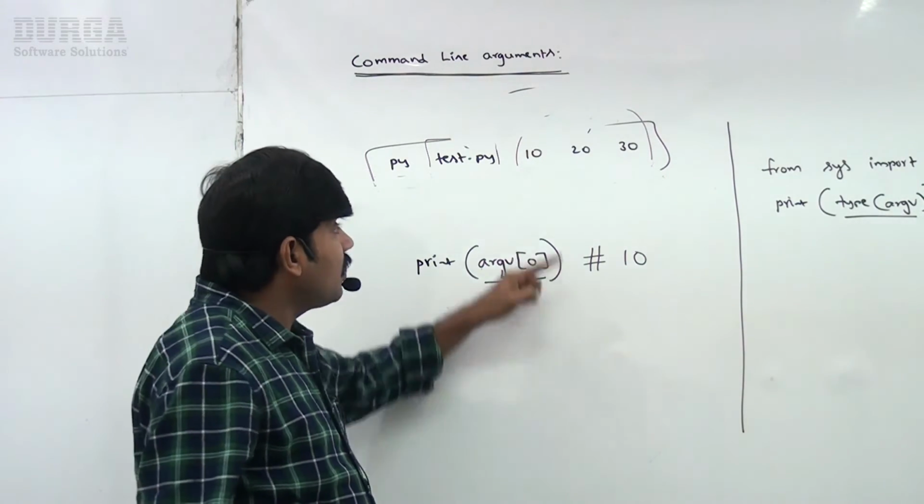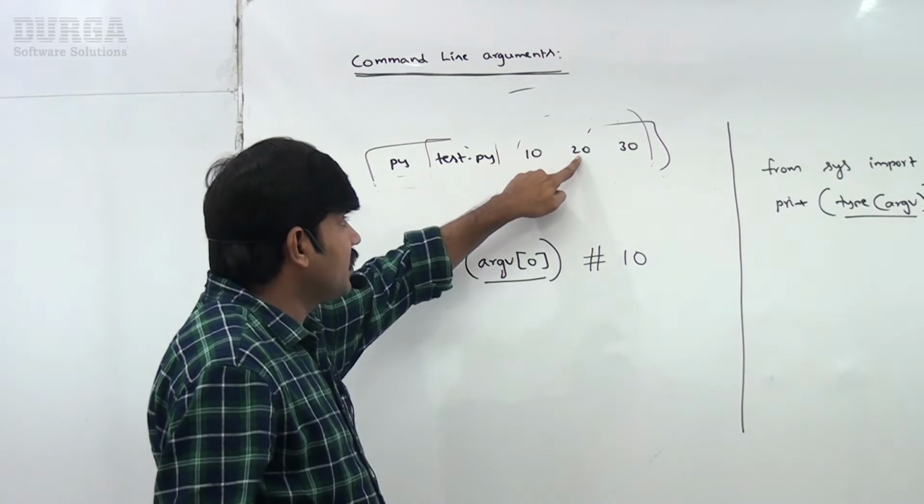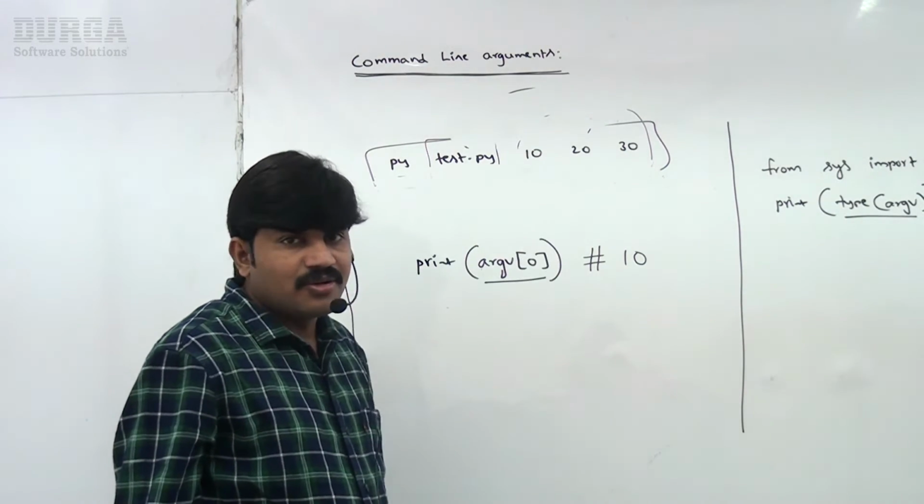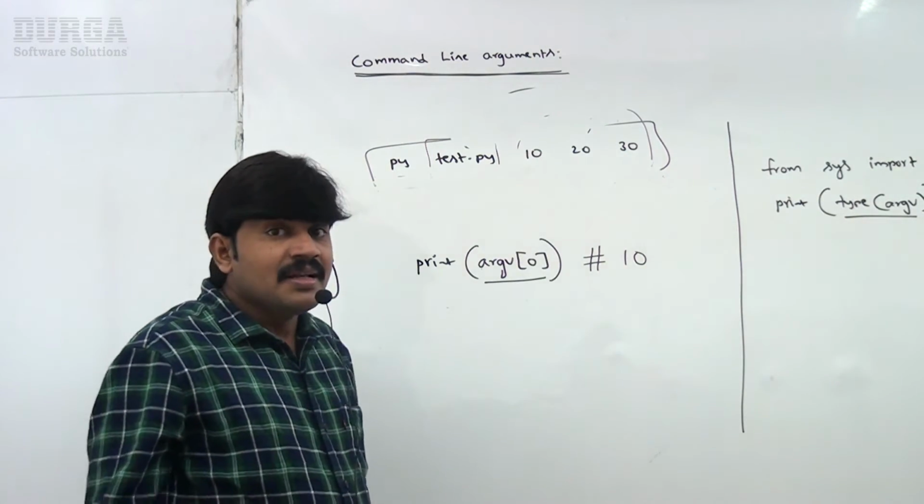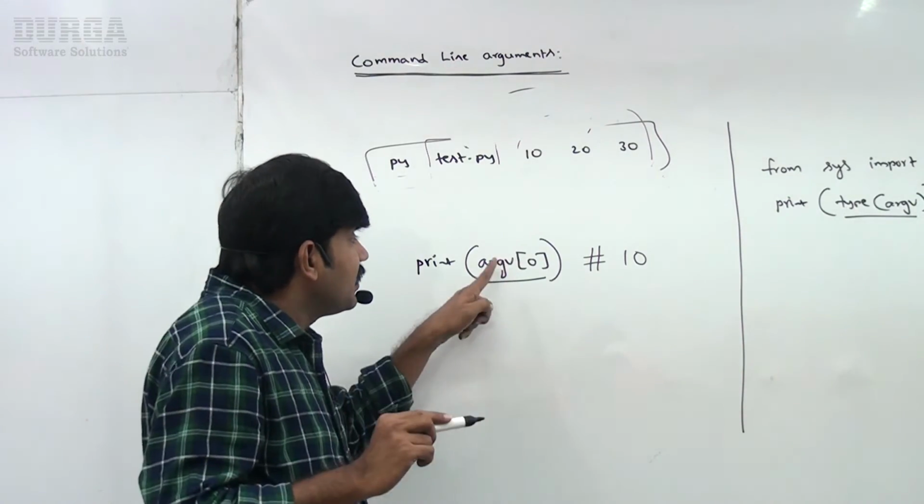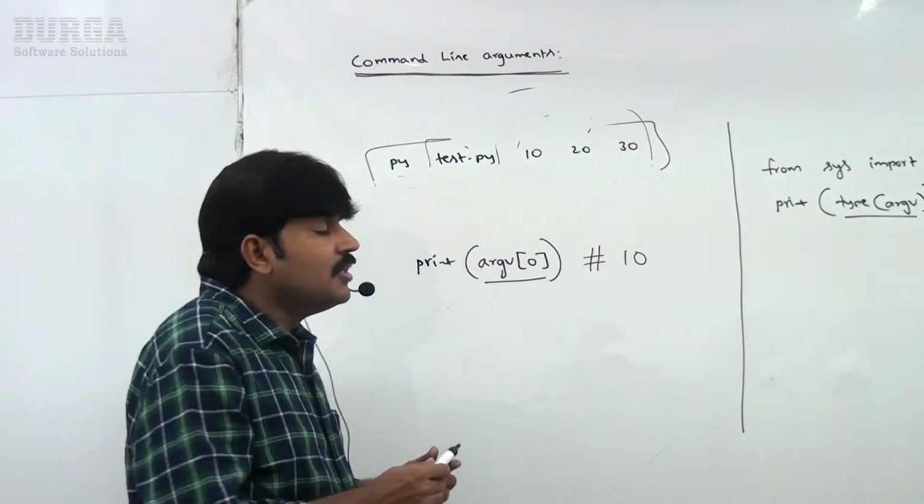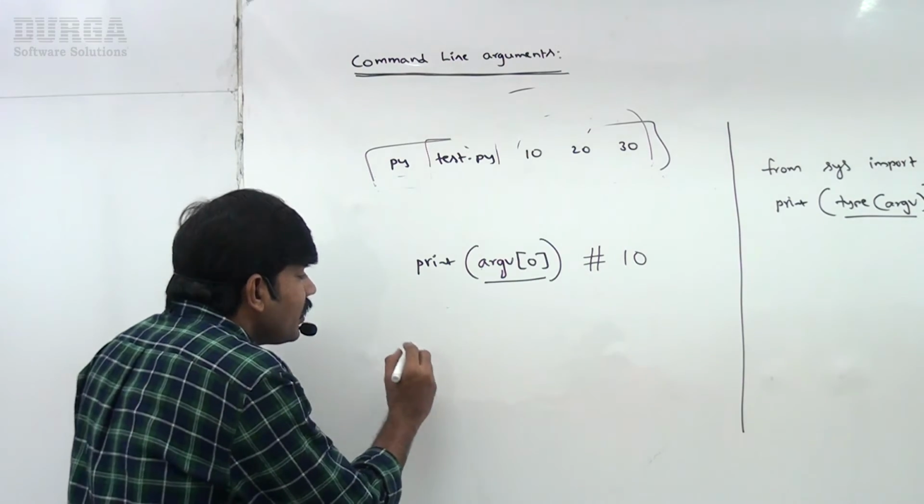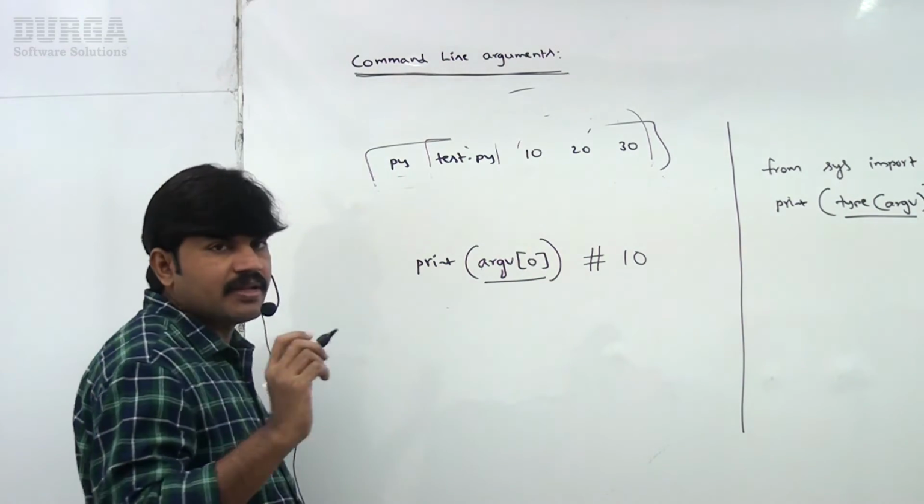So this is the first command line argument, under this one is the second, under this one is the third. No chance at all. argv internally is a list. In this list, what is the first value, second value, like this?